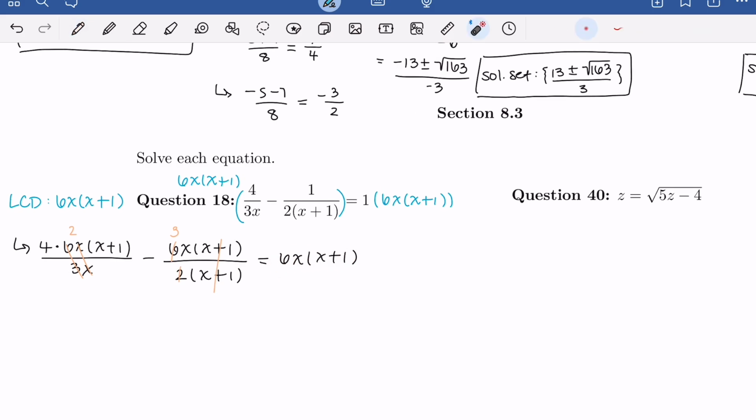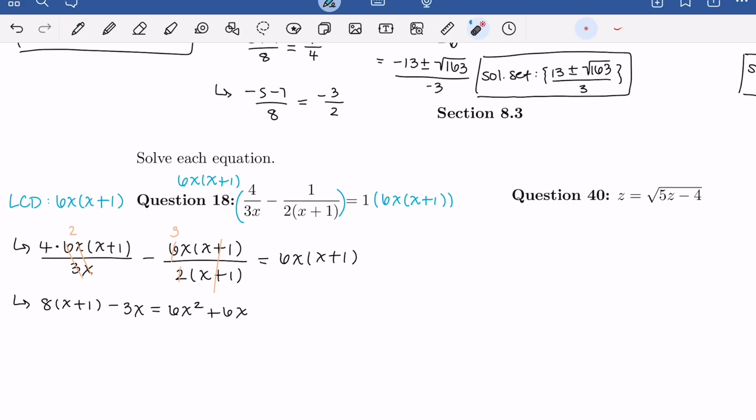So let's see what we have here. We have 4 times 2 times this. So we're going to have 8 times x plus 1. And then we just have a minus 3x here. And on the right-hand side, I'm going to go ahead and just distribute the 6x to both terms here. So we're going to have 6x squared plus 6x on the right-hand side.